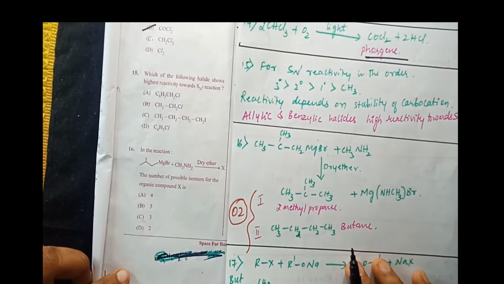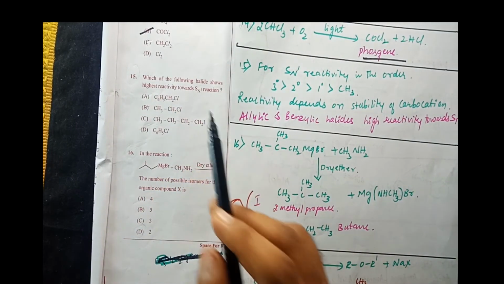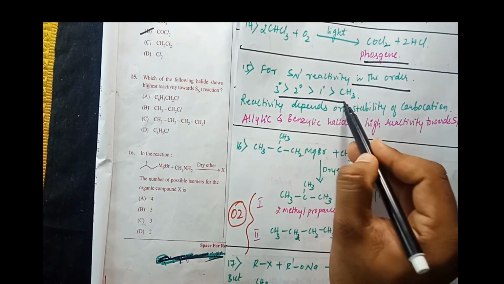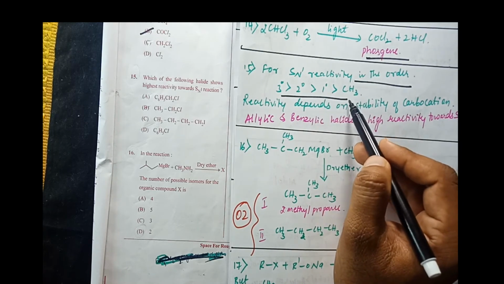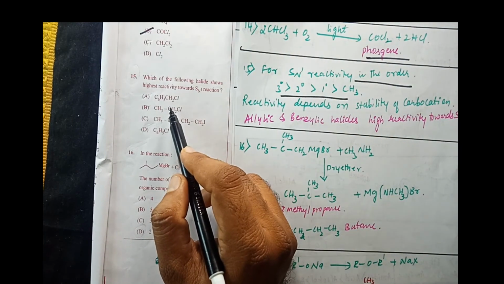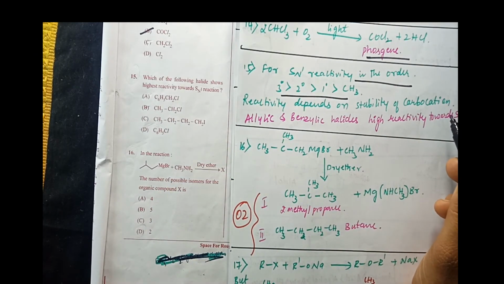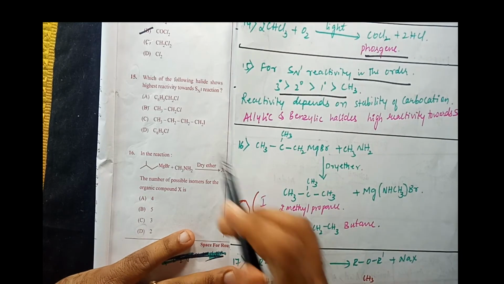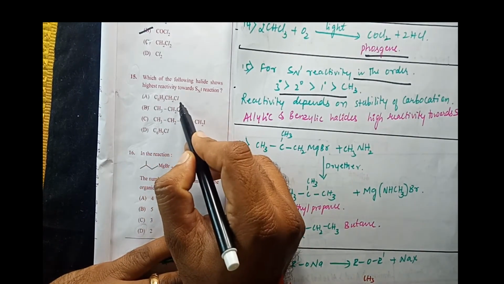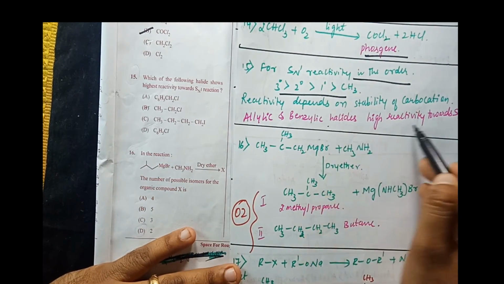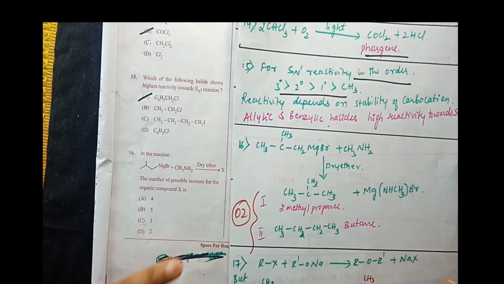Next, the 15th question. Which of the following halides shows highest reactivity towards SN1? The reactivity is in the order 3 degree greater than 2 degree greater than primary and methyl. Here allylic and benzylic halides are more reactive towards the SN1 mechanism. Here no allylic compounds are present, though benzylic, C6H5CH2Cl, is a benzylic halide which is highly reactive towards the SN1 mechanism. That option is the right answer.